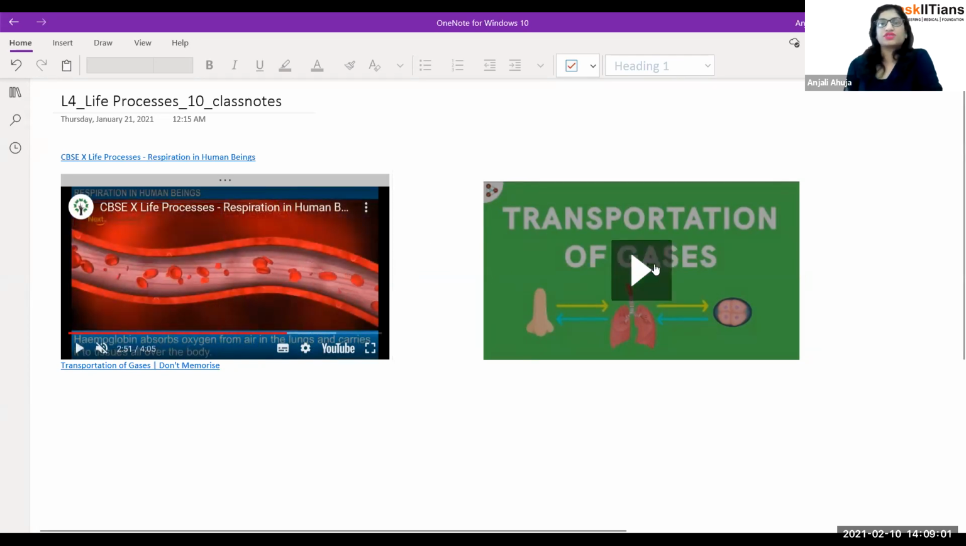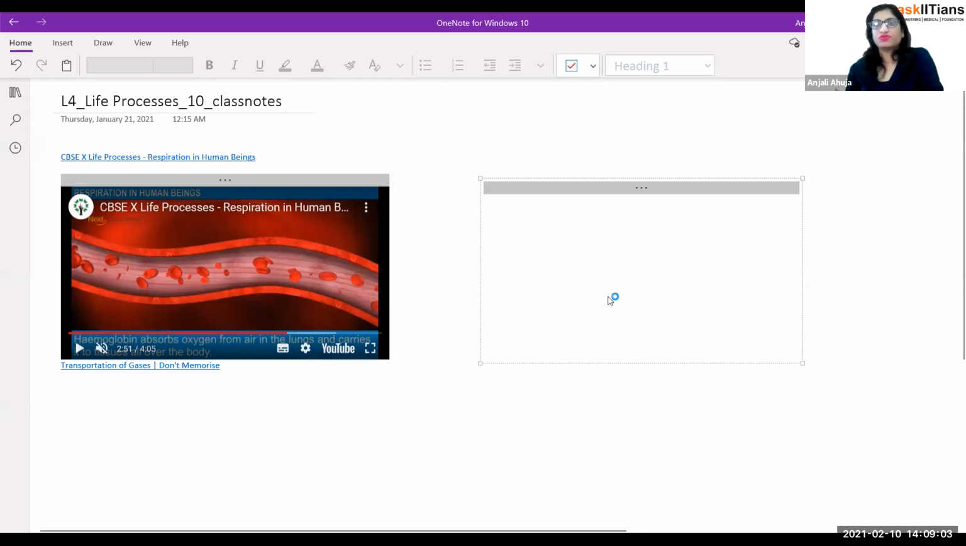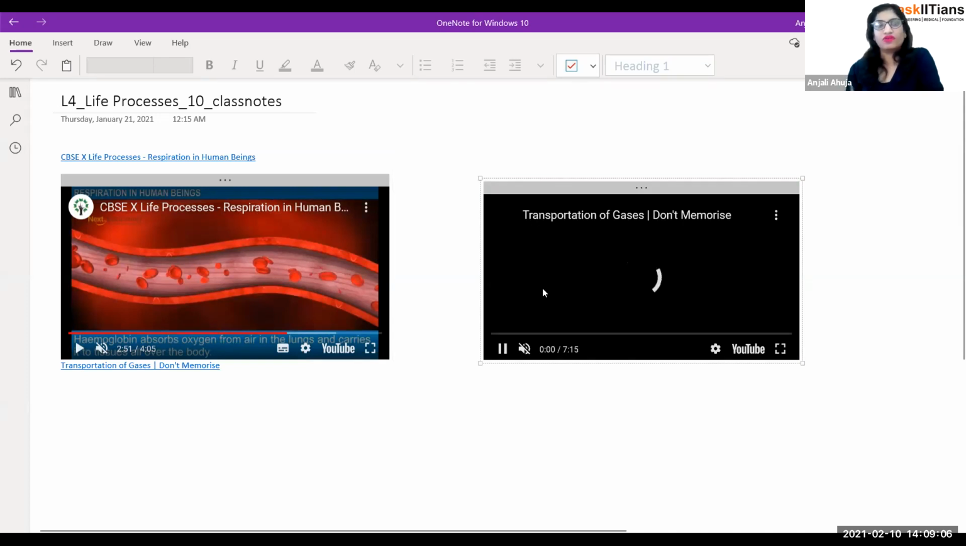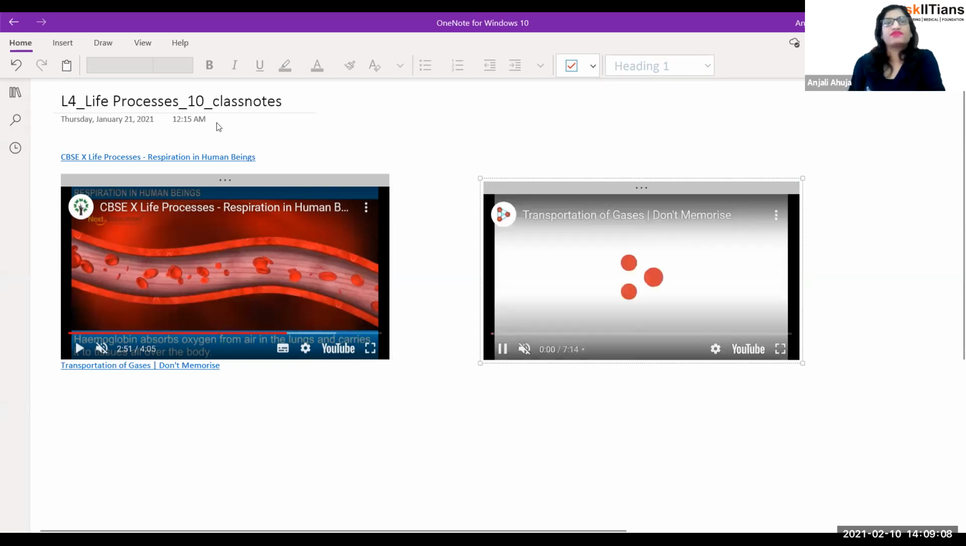The second one is transportation of gases. Don't worry, these notes are going to be shared with you. You will be able to see the video. I have already added it. These are all the sections that I've created.